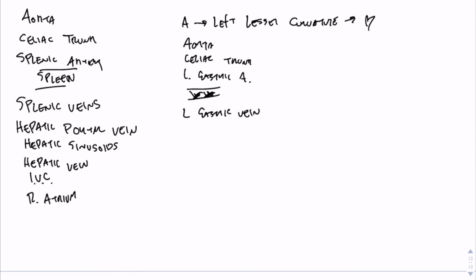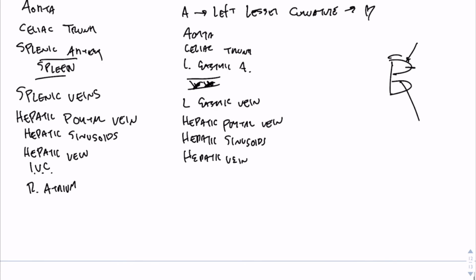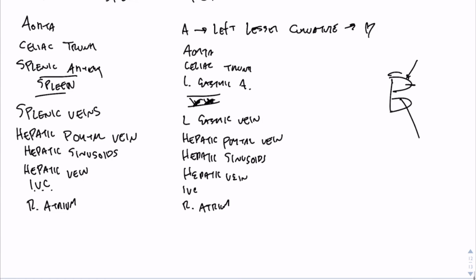And now you have to remember, what was that? So it was up here, and that's just going to go into the hepatic portal vein. Hepatic portal vein turns into the hepatic sinusoids. Then we have the hepatic vein. And then we have the inferior vena cava, right atrium. Okay, so pretty basic there.